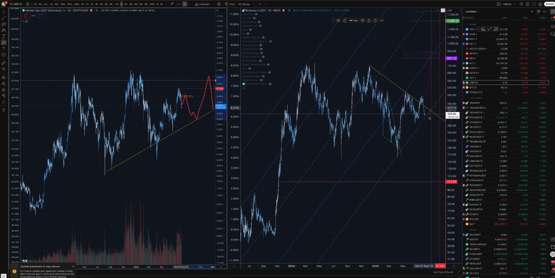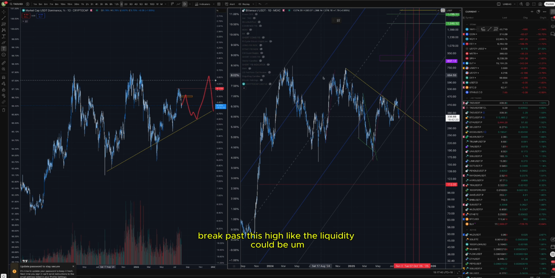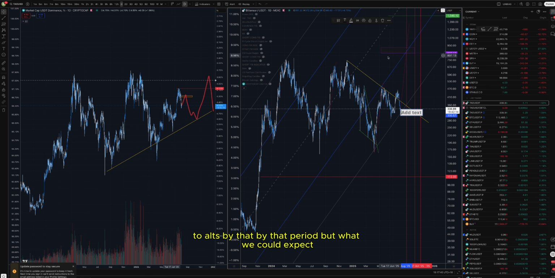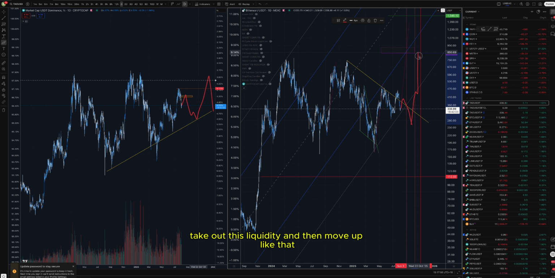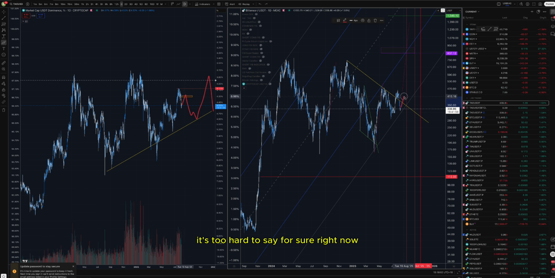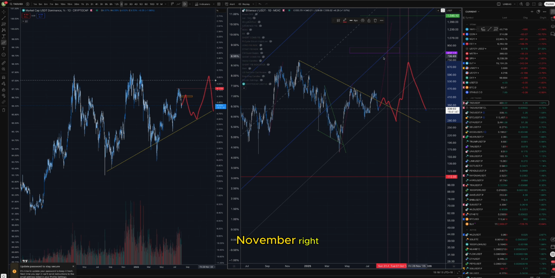And then down. Which would mean, and I'm not saying that BTC is not going to break past this high, the liquidity could be rotated more to Bitcoin, to alts by that period. But what we could expect is something like this into the RZ, and then move down, take out this liquidity, and then move up like that, maybe to 1,000 or something, not sure. It's too hard to say for sure right now. Perhaps something like that going into October, November, right?